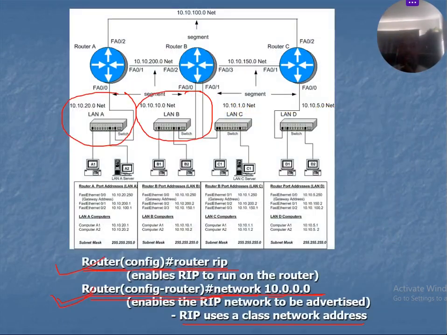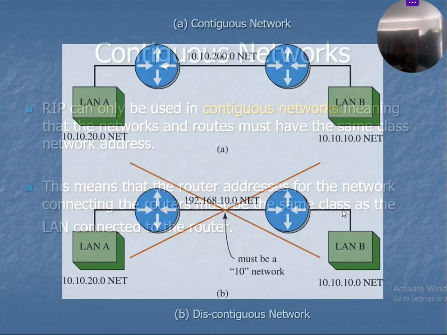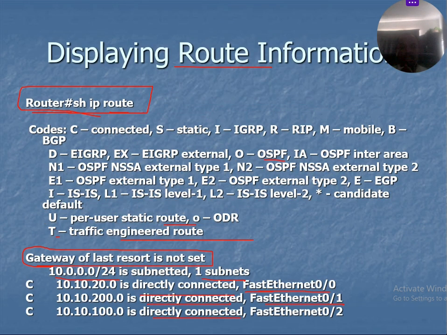Okay, this one is telling you how they are available. Fast Ethernet 0/0, 10.10.20.0: this route is connected and the protocol is available. It also tells you about 10.10.200.0 on Fast Ethernet 0/1, and then Fast Ethernet 0/2, which is 10.10.100.0. All these routes are available. That's what this one is saying here.